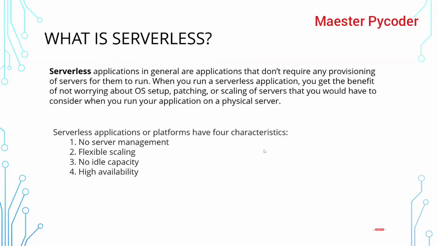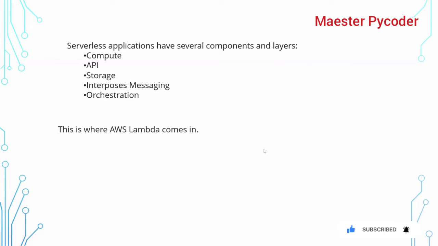Serverless applications or platforms have 4 characteristics. No server management. Flexible scaling. No idle capacity. High availability. Serverless applications have several components and layers. Compute. API. Storage. Inter-process messaging. Orchestration. As a cloud provider, AWS offers services that can be used for each of these components that make up a serverless architecture. This is where AWS Lambda comes in.